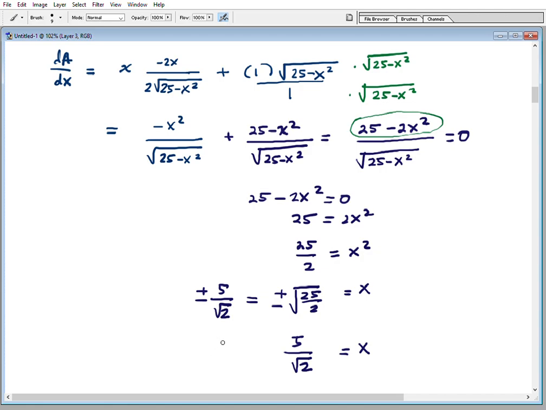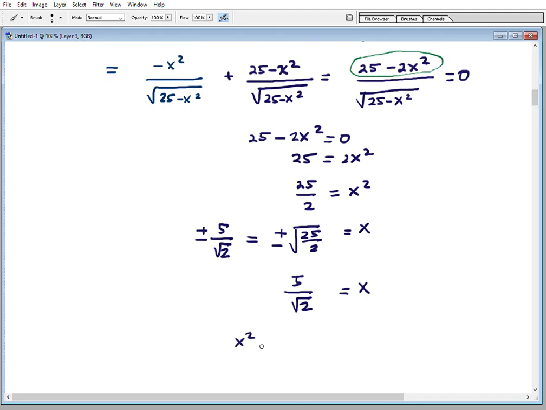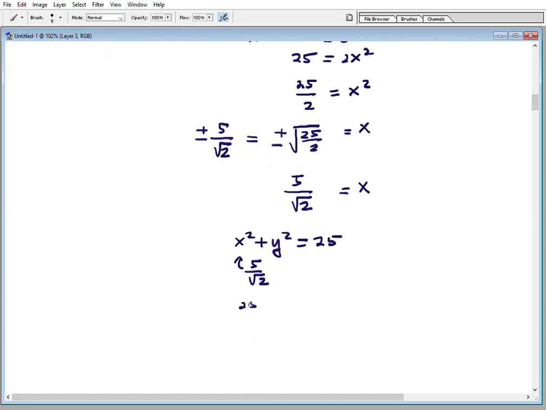And we can get y by just substituting into the circle. Okay, we'll just substitute in that. So we have 25 over 4. Okay. And subtract. So here we have 3 times 3/4 times 25.